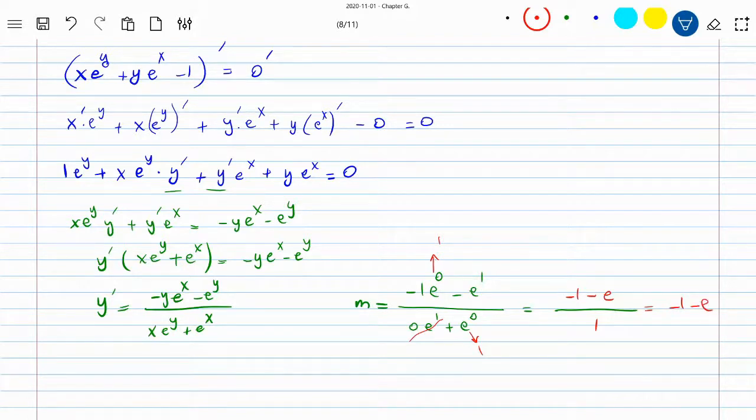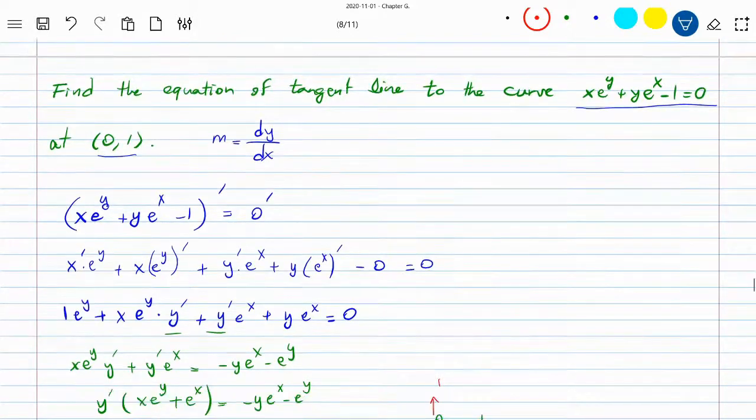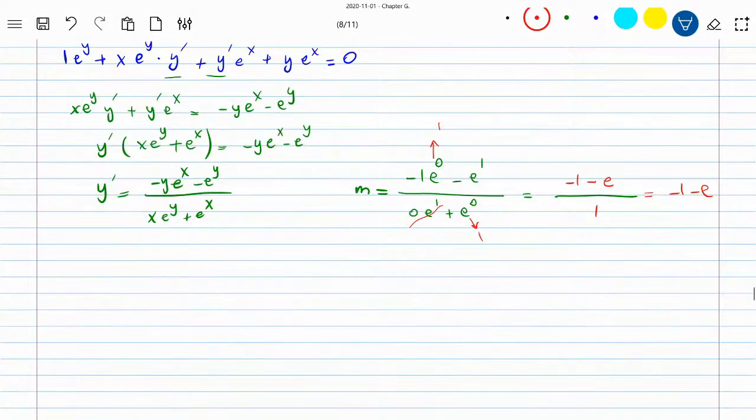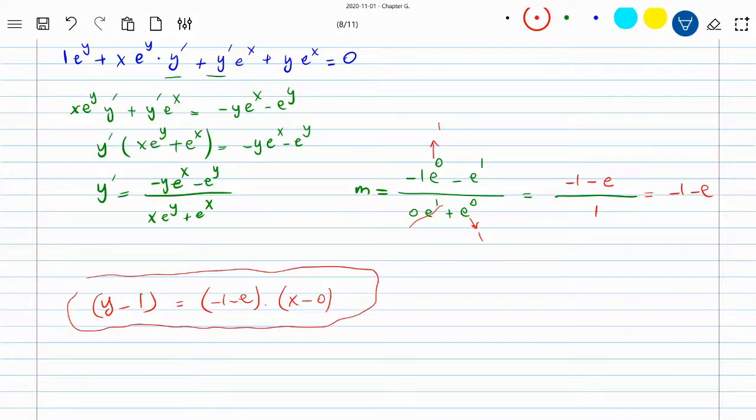We found the slope. And the point is given 0, 1. So you can say y minus 1 equals the slope, negative 1 minus e times x minus 0. What is this? This is basically the equation of the line. It involves e, but e is a number. E is like pi. It doesn't do anything special. It's just a constant.